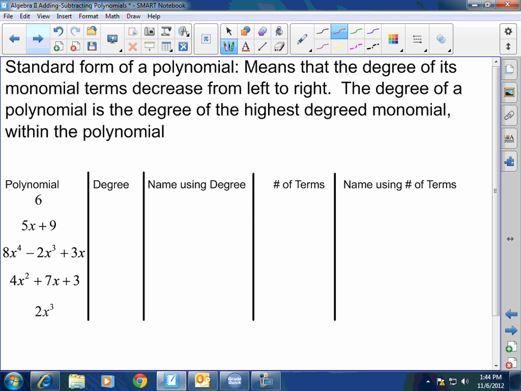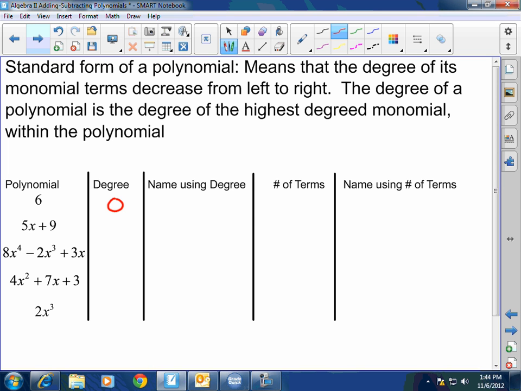So, let's go through all of this, okay? I'm going to give you the polynomial. I want the degree, the name using the degree, the number of terms, and the name using the number of terms. Okay, so first of all, for the polynomial 6, what is the degree? 0. Now, what is the name using the degree? I want to see if you guys get this.